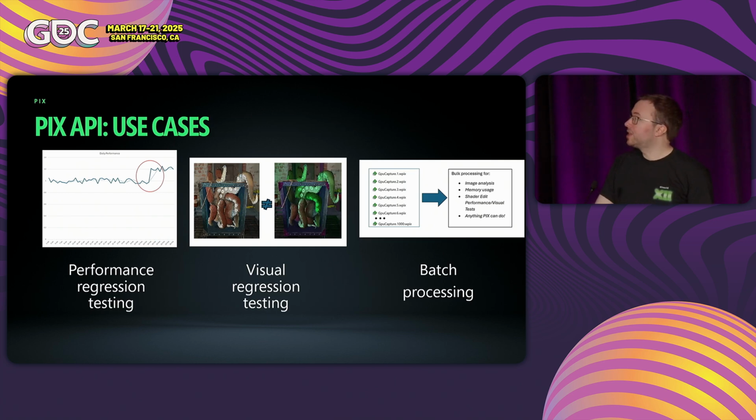A second obvious use case is in visual regression testing. Again, the build machine could be running in and out of every level, taking a PIX capture at a certain point, and then saying, is this image the same as it was yesterday?